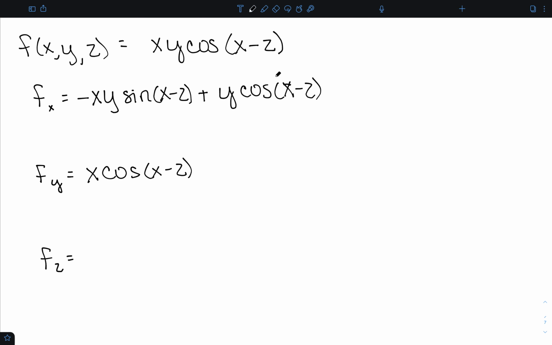For f sub z, the only z is inside the cosine. The derivative of cosine is negative sine, so this will be negative x y sine of x minus z. And then the derivative of the z on the inside is negative 1. So I would multiply this by negative 1 again. In other words, x y sine of x minus z.